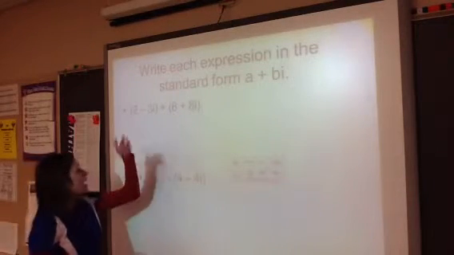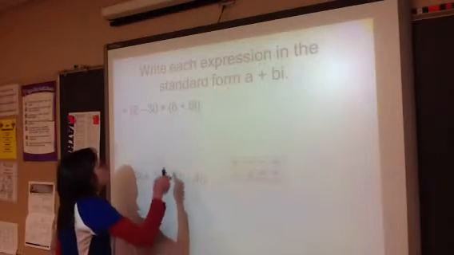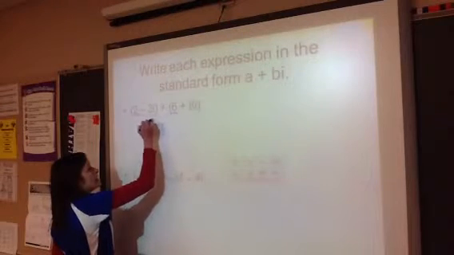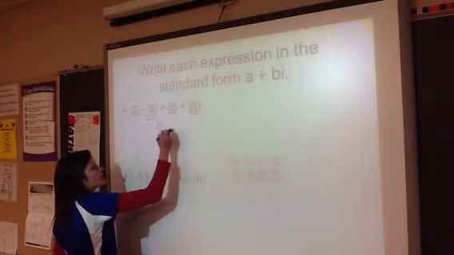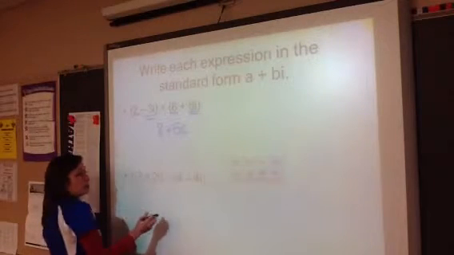It's asking us to add these and put it in the a plus bi form. So if we add like terms, 2 and 6 make 8. -3i and 8i make positive 5i. And we're done. For subtraction, subtract like terms.